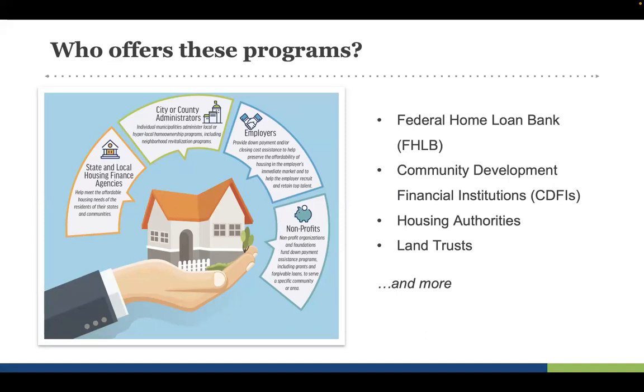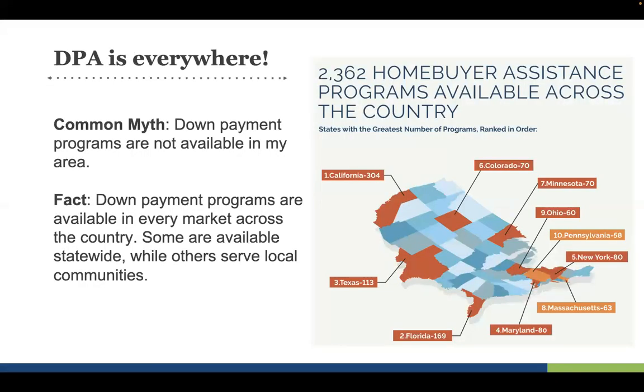So there are many different kinds of organizations or housing agencies out there that are funding and offering homebuyer assistance or down payment assistance to aspiring homebuyers. And these programs are everywhere. So if you're in a high cost market, let's say California, there are actually more programs in California than any other state. However, every state and every county and every market has at least some homebuyer assistance help.